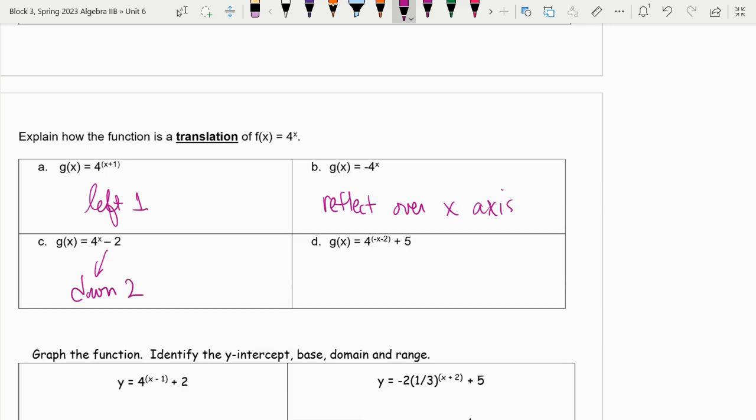This one has everything going on in it. I'm going to erase this. Let's start this one over. Let's go g of x equals 4 to the x minus 2 plus 5. I'm going to change that. So the x minus 2 moves it right 2 and up 5.